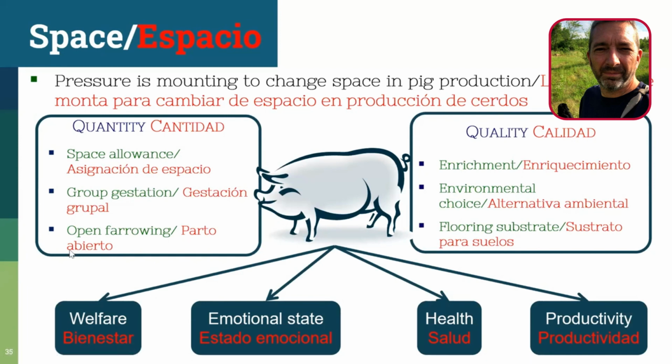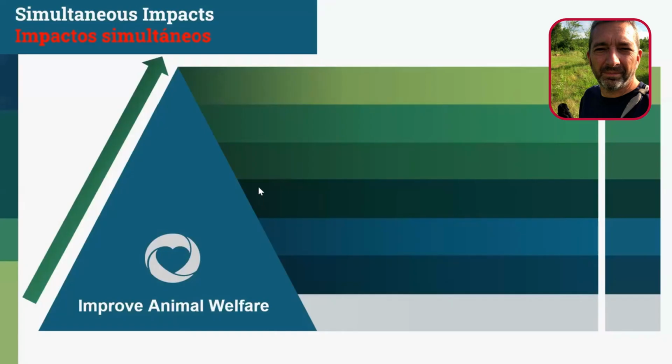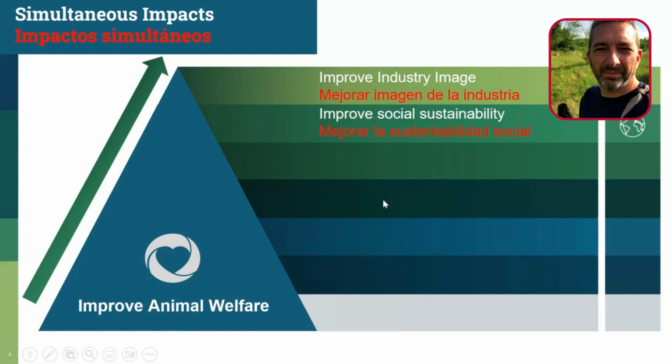So we are thinking of win-win. In terms of improving the welfare, we have multiple advantages to doing that. We improve the industry image. We improve that social sustainability, which is going to be important. The idea of this social license is that the public will enable us to raise pigs in a way that they see fit, not just in a way that we see fit as an industry.